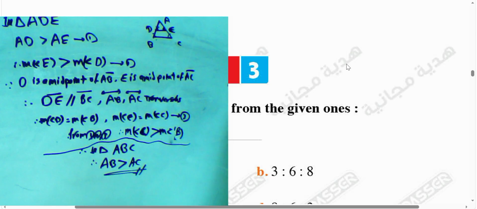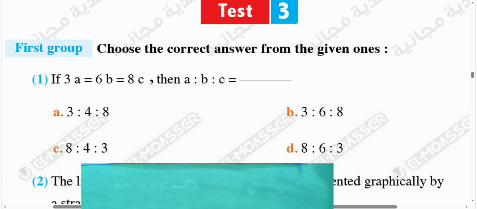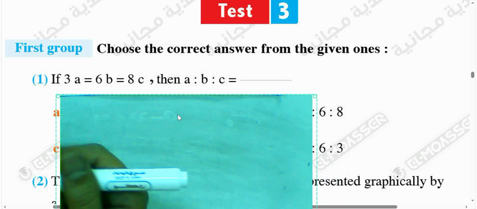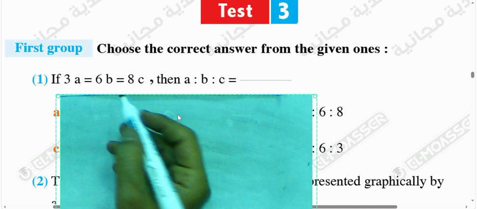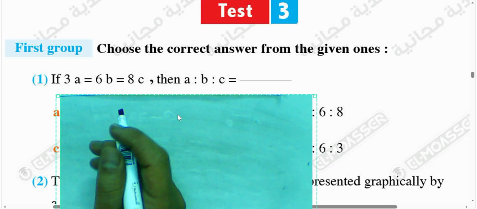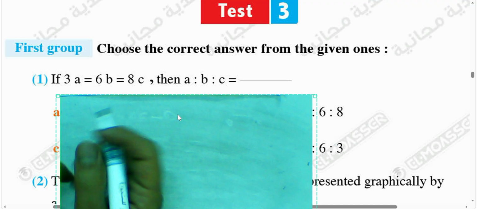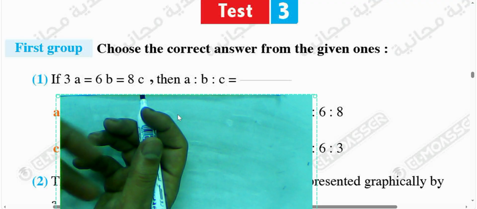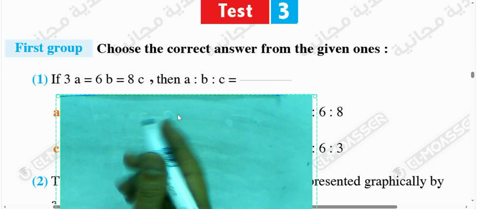Okay, next question with me here. Last question of this number 2. This number 3. Look here. 3A equals 6B equals 8C. Then the ratio between A to B to C. What's the answer here? You must divide by the least common multiple of 8, 6 and 3. 8 can't be divided by 3. 8 plus 8 is 16, 16 plus 8 is 24. 24 can be divided by 3 and 6. Then we must divide the three terms by 24.